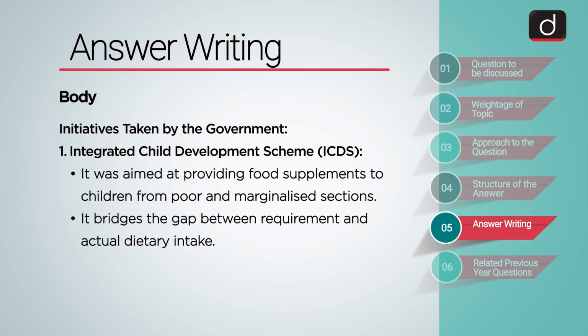Initiatives taken by the government. Integrated Child Development Scheme. It was aimed at providing food supplements to children from poor and marginalized sections. It bridges the gap between requirement and actual dietary intake. Another component of ICDS program was weighing children for early detection of growth faltering and undernutrition.